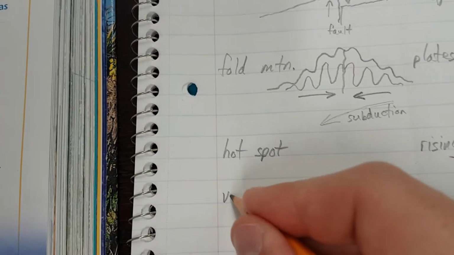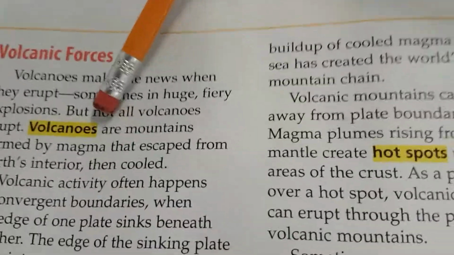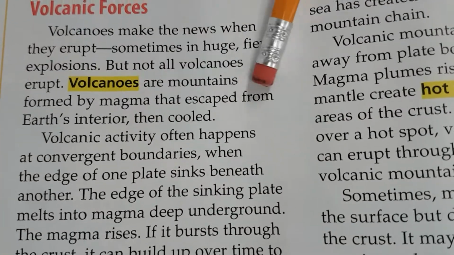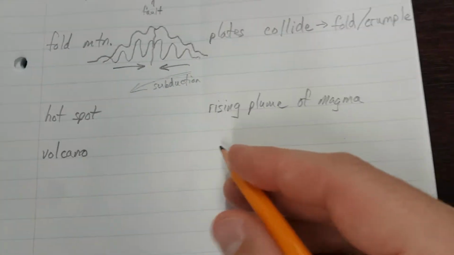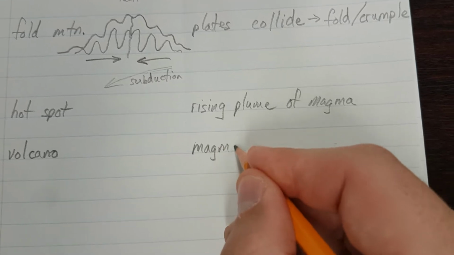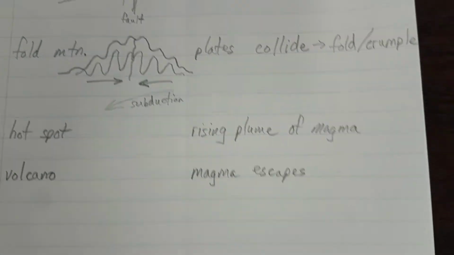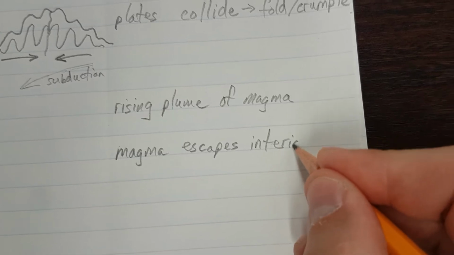Okay, the last one, volcano. Oh, I think we know what that is. I think that's it, right? Volcano. Now, on page 136, it's the plural volcanoes, so there's an E. Volcanoes are mountains formed by magma that escaped from Earth's interior, then cooled. Okay, so a volcano is kind of like a hot spot that bursts through the crust. Let's see. Magma escapes, interior.